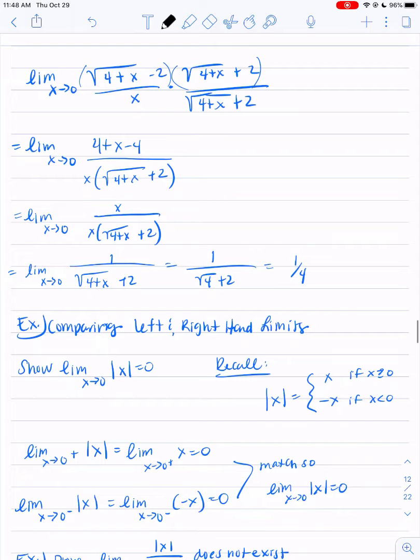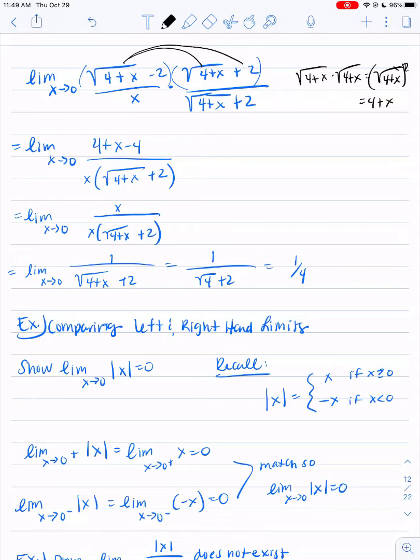So I just multiply the top and bottom by the square root of 4 plus x plus 2 over the square root of 4 plus x plus 2. We did rationalizing fractions in previous chapters, so we use that here. When I multiply, I do the square root of 4 plus x times the square root of 4 plus x, and basically the square roots cancel because it's the square root of 4 plus x squared. So that cancels, and I'm left with 4 plus x.